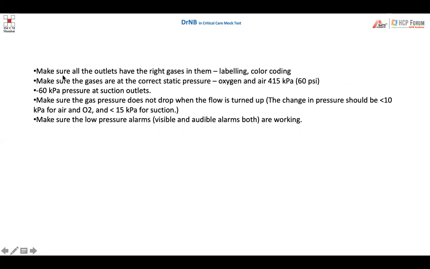You need to check that all the outlets have the right gases in them, so whether the labeling is proper and the color coding is proper. Make sure that the static pressure at the outlet is proper: oxygen and air at 415 kilopascals, and suction outlets at negative 60 kilopascals. Make sure the gas pressure does not drop when the flow is turned up. When higher flows are required, the change in pressure should be less than 10 for air and oxygen and less than 15 for suction. Make sure that the low pressure alarms are working, both visible and audible.